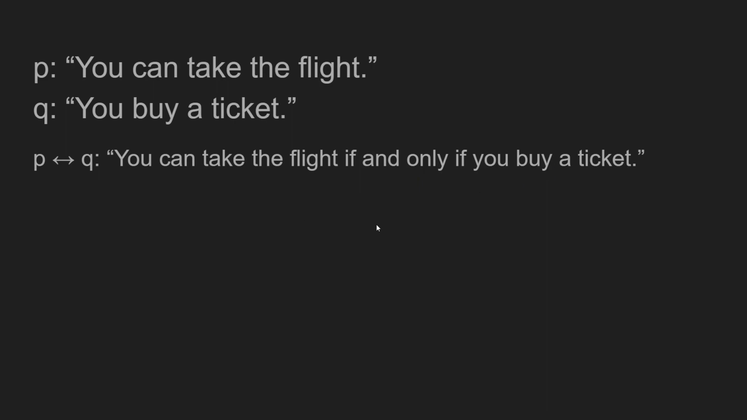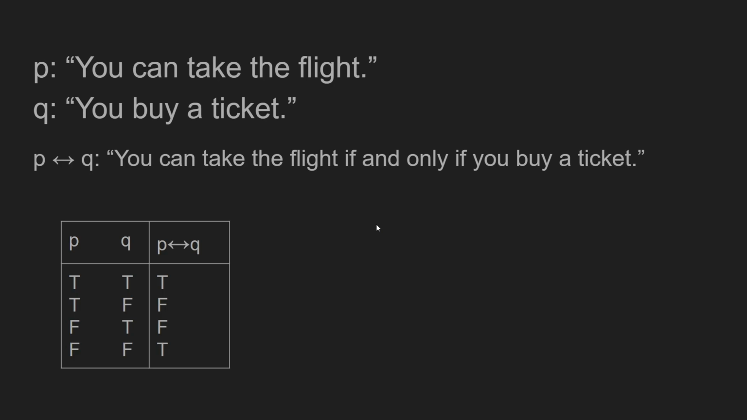Alright, here is the truth table. That means if you do not buy a ticket, then you cannot take the flight. Alright, and if you buy a ticket and you do not take the flight, that is false. The truth table says the same as this.